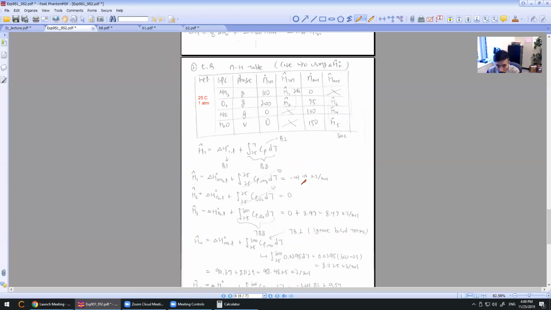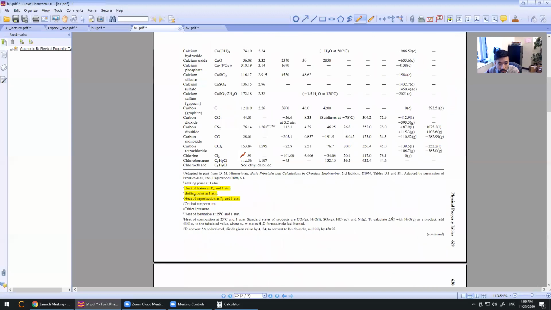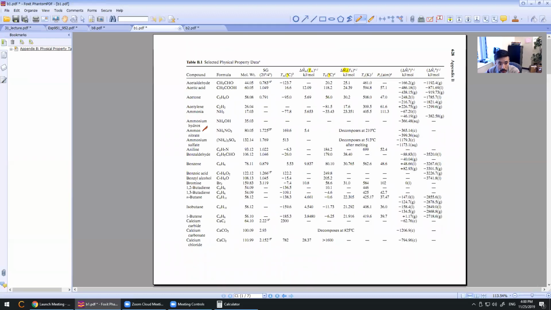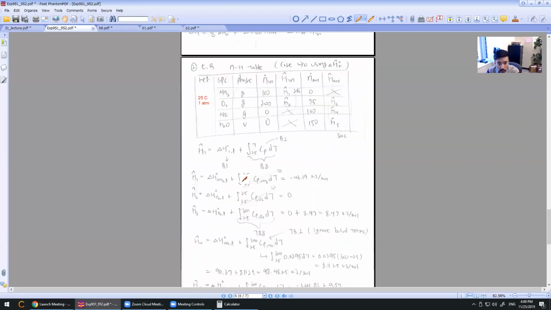So we only need to find the heat of formation of ammonia at 25C. Where do we find it? Table B.1. If you go to Table B.1, we look at ammonia, right? We have the heat of formation, and we talk about gas. That is a negative 46.19 kJ/mol for ammonia. So you just plug in the number, and we find H hat 1 as a negative 46.19 kJ/mol.